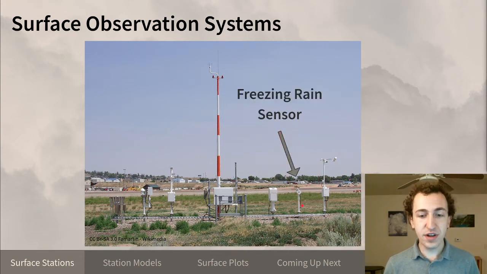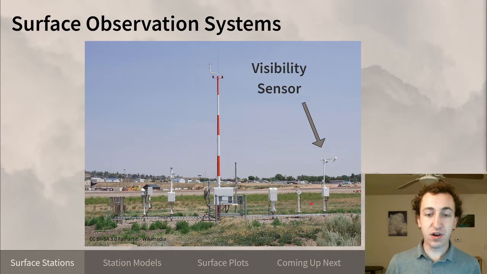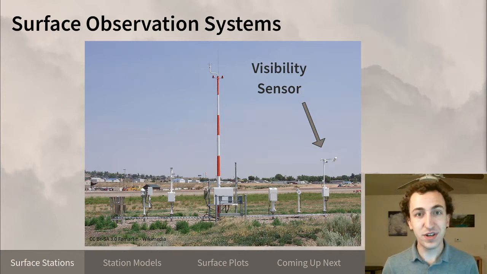Our next sensor over here is a freezing rain sensor. We won't go into that in detail, but know that it has its own sensor. And the last one over here is our visibility sensor, which is a very important quantity when it comes to aviation forecasting.